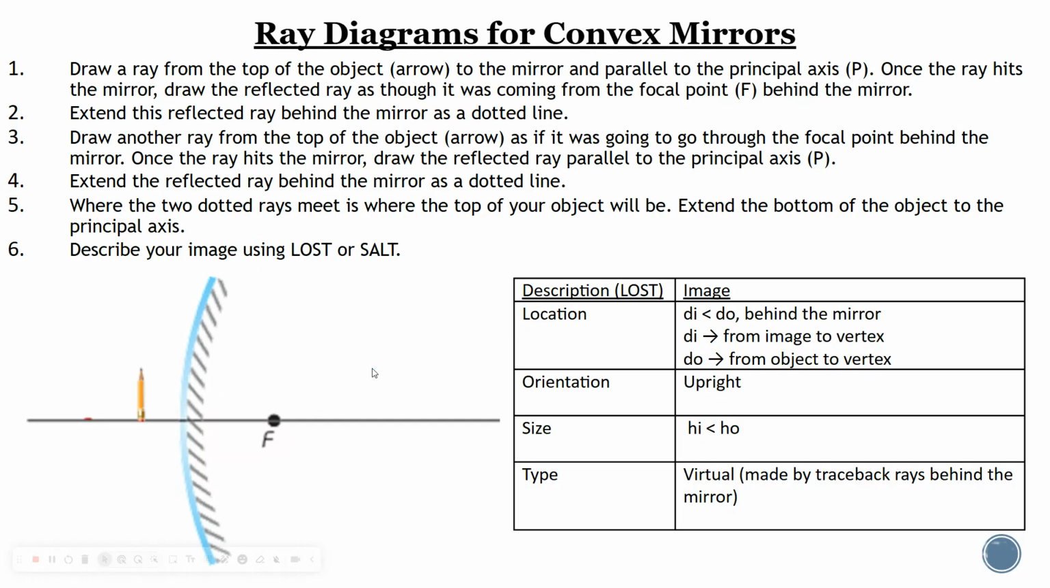You can try this one out as well. Pause the video, try it yourself. So if you're checking your work now, parallel to the principal axis, reflect as if it's coming out of the focal point, draw your trace back so it goes to the focal point. Then do your next ray, which is towards the focal point, but it hits a mirror, so it reflects parallel to the principal axis. Draw your trace back, and then we have our image right there, upright, virtual, smaller, and closer to the mirror.